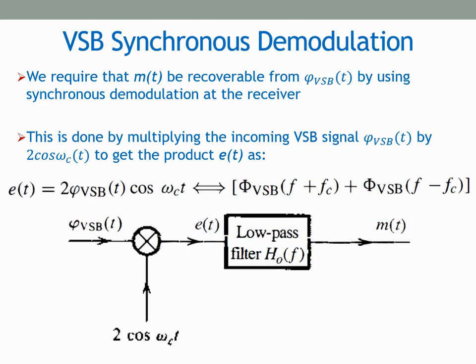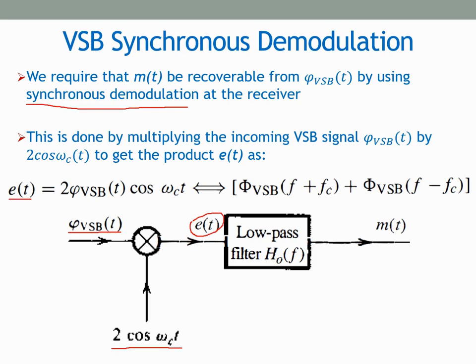Now, how do we demodulate this? This is the VSB signal that has been received at the receiver. We will look at the technique where synchronous demodulation is performed. For that, we need to have a carrier, a local oscillator, that is multiplied with the received VSB signal, and at the output, we obtain the signal e(t).